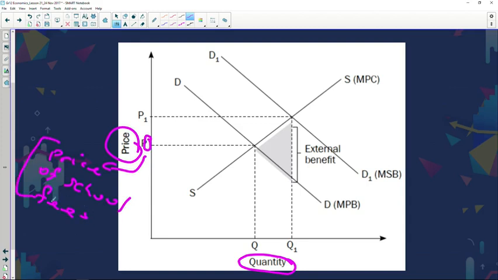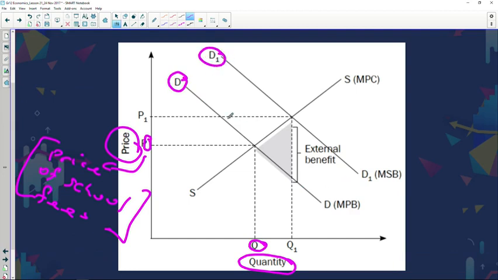Okay, so that's the price of school fees over there. And then the quantity demanded and supplied is represented by Q over here. Okay, and then we've got our supply curve here. And then we also now have our two demand curves. So we've got our original demand curve, and then we've got D1 over there.